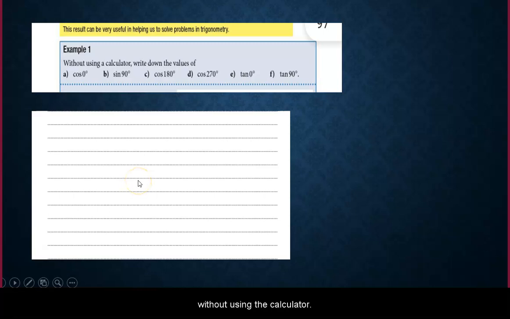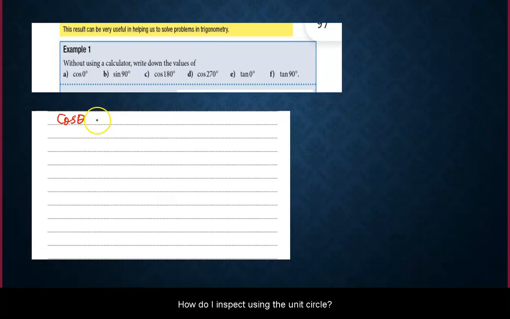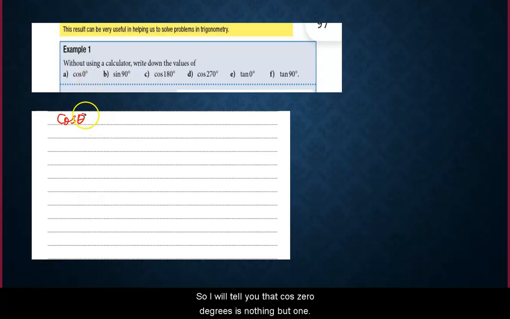Without using the calculator, write down the values of these angles. And this is where you have to pay attention. You don't have to use your calculator. By inspection, how do I inspect? Using the unit circle. This is cos 0 degrees. I will tell you that cos 0 degrees is nothing but 1. You will ask me how. Now pay attention. We are using the unit circle.